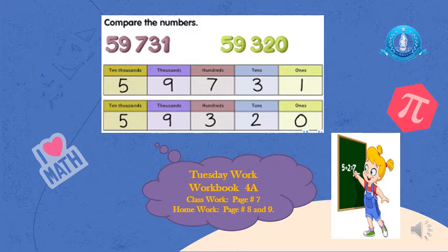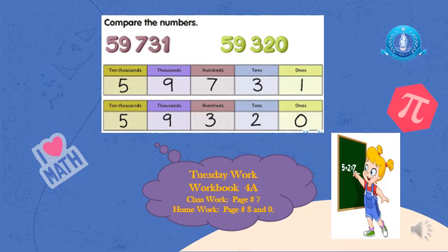Look at the numbers. 59731. What is the first digit of the first number? 5. Now see the first digit of the second number, 5. Both numbers have the same digit, so we will move towards the next digit. Next, the 1000 place. The first number's 1000 place is 9 and in the second number the 1000 place is 9. Both are the same, so move towards the next digit, 100.